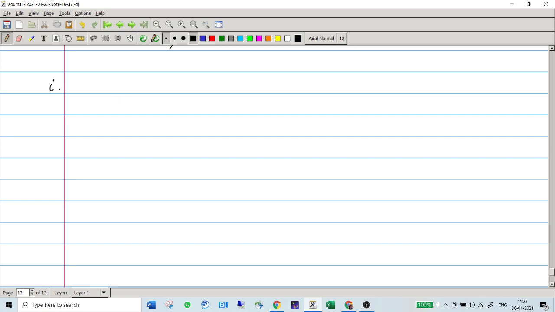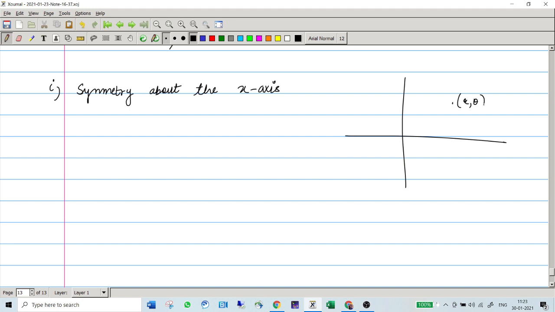So first of all, symmetry about the x-axis means you have this as your system for a point which is up here. Let's say the point was r comma theta. This point is symmetric about the x-axis means you are able to locate another point right here, and they should be exactly like mirror images of each other.